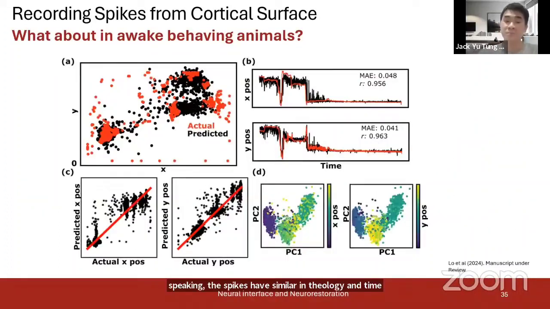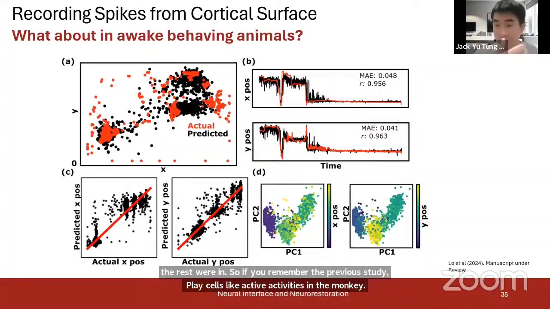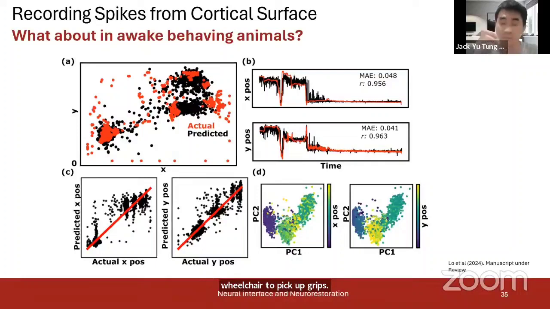And the strongest evidence that these spikes are neural in origin and contain meaningful information is the fact that they correlate to different states that the rats were in. So if you remember the previous study where place cell-like activities in the monkey motor cortex were recorded as the monkey navigated a wheelchair to pick up grapes, we ran a similar experiment in our rats, except that they freely move around and explore a rectangular enclosure while the micro-ECOG array reads out the layer 1 cortical spikes.